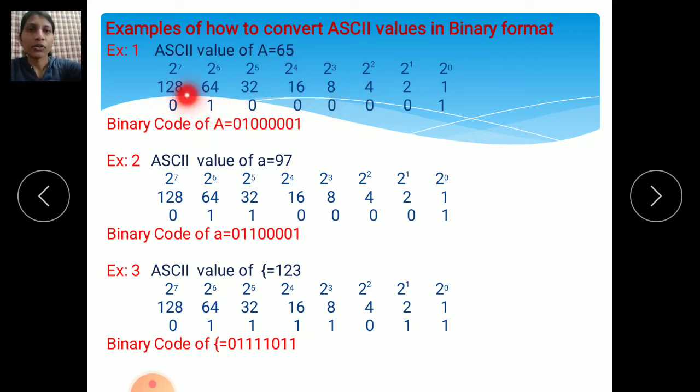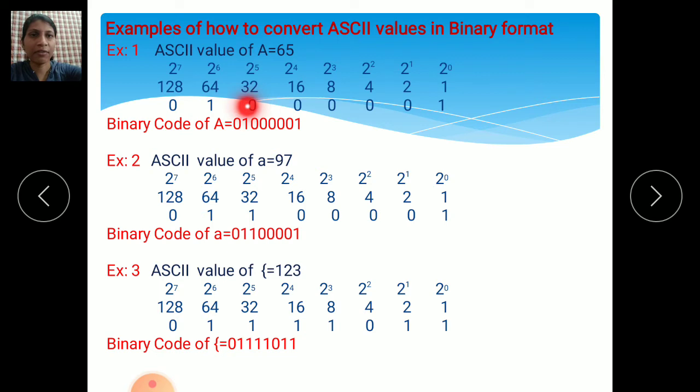See here, 2 raised to 7, then 2 raised to 6, 2 raised to 5, 2 raised to 4, 2 cube, 2 square, 2 raised to 1 and 2 raised to 0. Like this you can write down. Then 2 raised to 7 is 128. 2 raised to 6 means 2 multiplied 6 times, which is 64. 2 raised to 5 means 32. 2 raised to 4 means 16. 2 cube means 8. 2 square means 4. 2 raised to 1 is 2 and 2 raised to 0 means 1. Okay, this is the value of each.